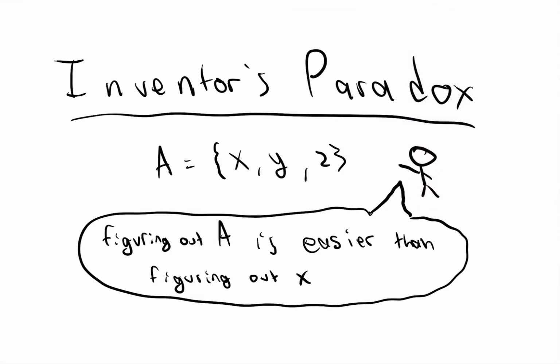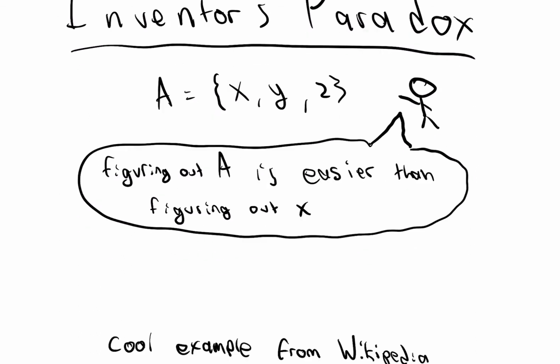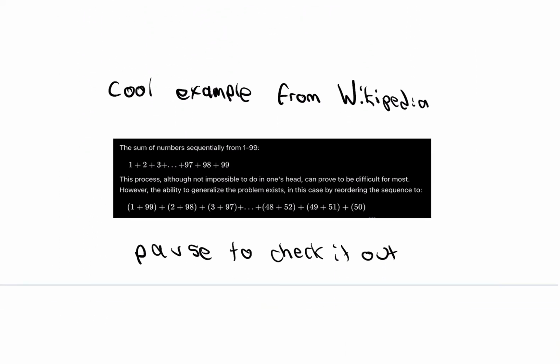The inventor's paradox is an unintuitive phenomenon in which finding the solution to a more specific problem is often harder than finding a solution to a more generalized problem that contains the specific problem. This is often useful in mathematics when doing sums, where it's easier to use an equation to calculate the entire sum rather than actually adding up every number itself.